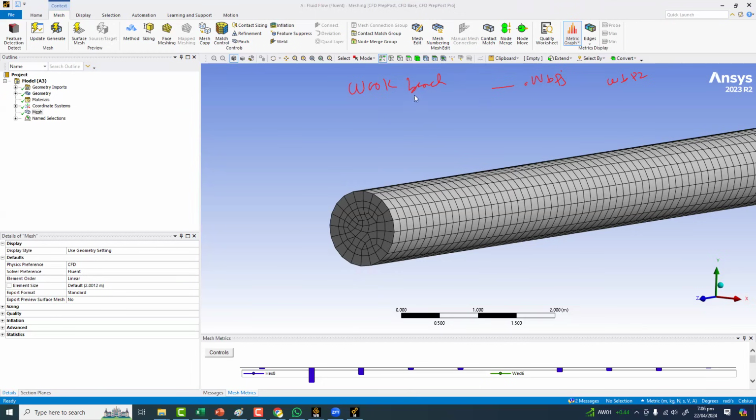And then inside the workbench, we have one file for the geometry. If the geometry was made in Design Modeler, then the file extension would be .agdb. It's for the Design Modeler. And for SpaceClaim, the file extension would be .scdoc. So let me mention this here also. This is the case when we have made the geometry in Design Modeler, and scdoc when the geometry was made in SpaceClaim.